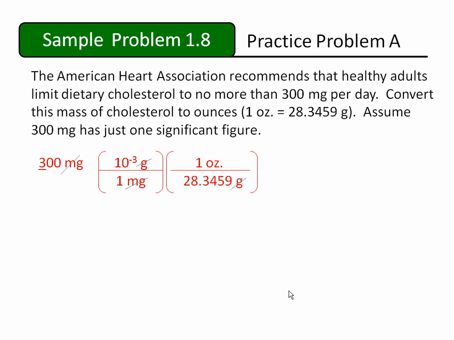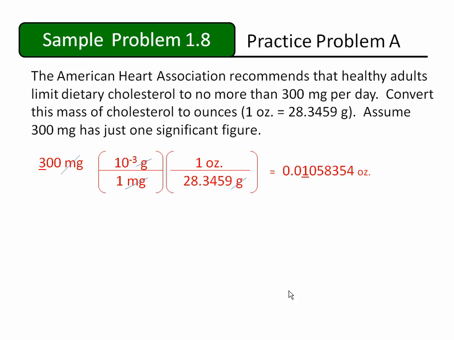Our units all cancel. The next thing for us to do is to run the values through the calculator. In the numerator, we have 300 times 10 to the negative third, and we have 28.3459 in the denominator. When that mathematical process is carried out, my calculator says that the correct value should be 0.010583541 ounces. Well, finally, we need to think about significant figures.